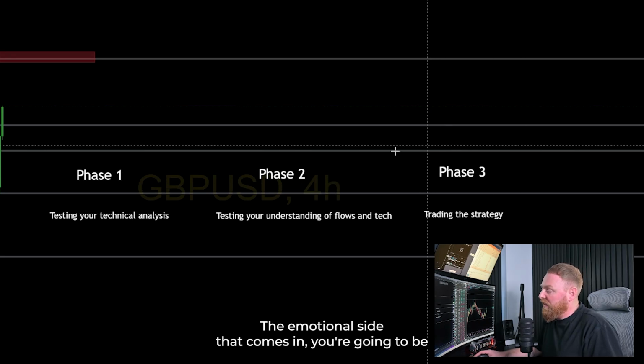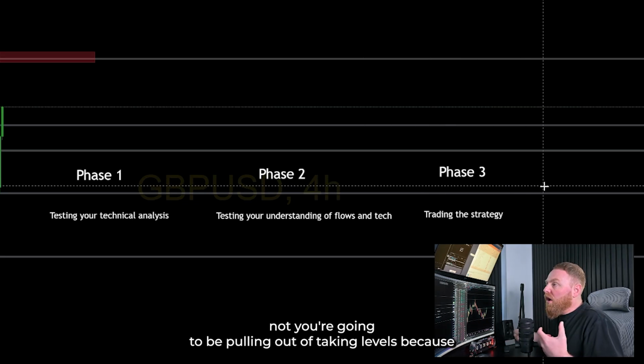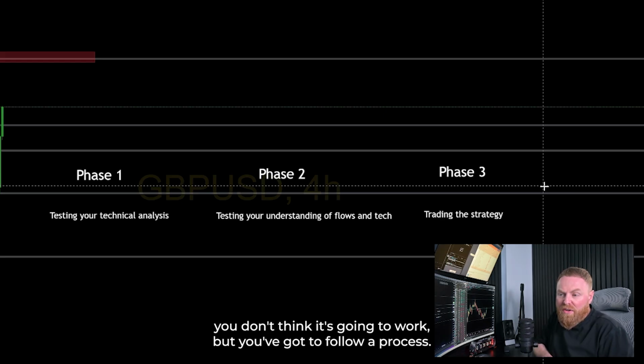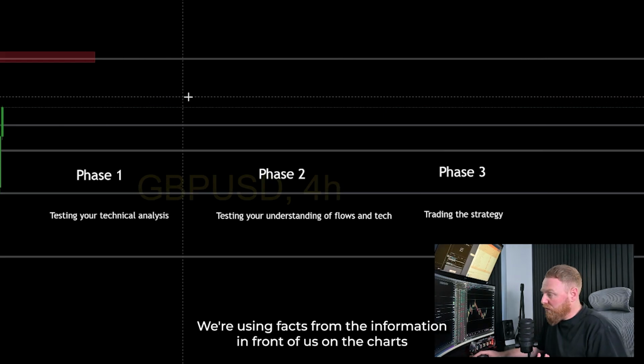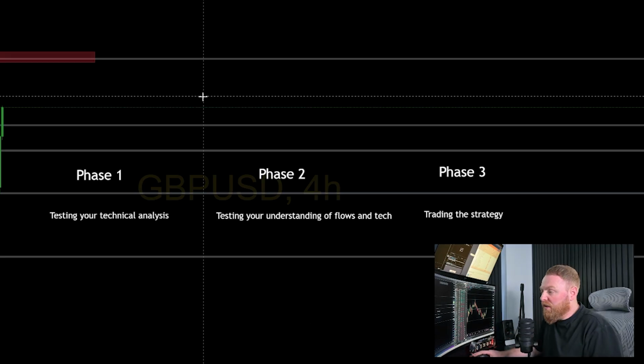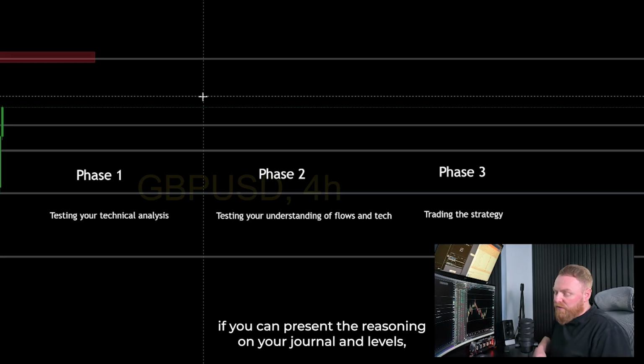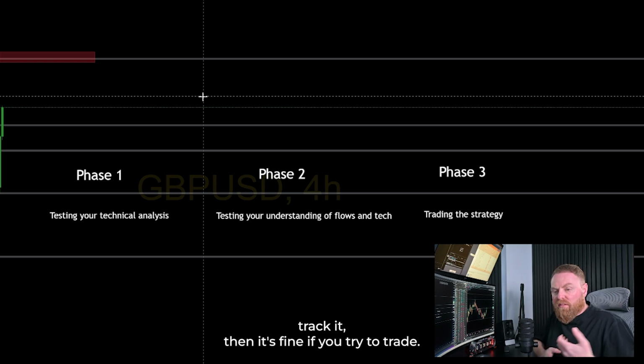The emotional side that comes in, you're going to be pulling out of taking levels because you don't think it's going to work, but you just got to follow a process. We're not trading what we think. We're using facts from the information in front of us on the charts to establish whether we're going to take a trade or not. And if you can present the reasoning on your journal and levels tracker, then it's fine if you try the trade.